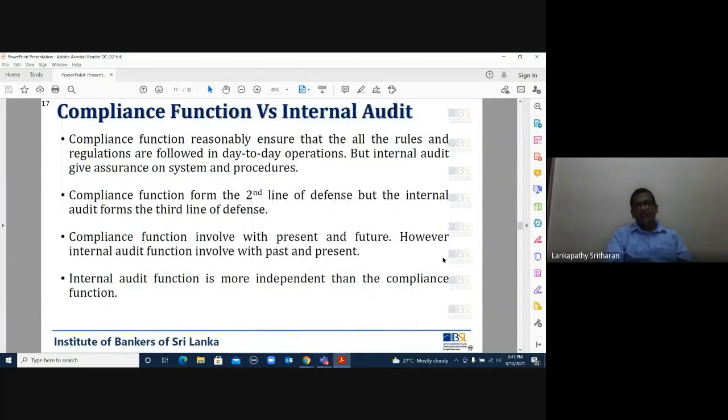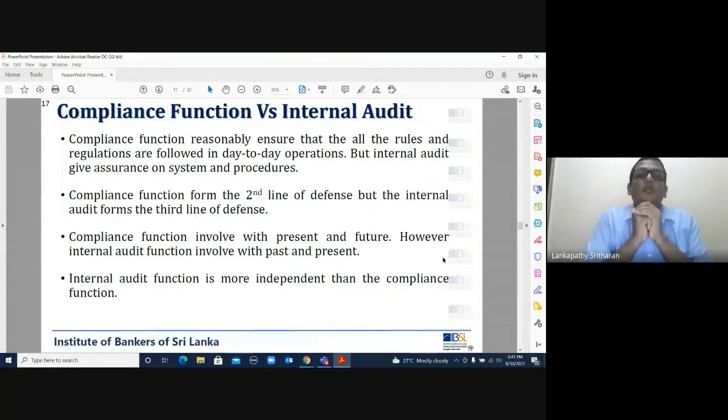And the other one is compliance function versus internal audit. I think internal audit we have not discussed yet, but under risk management we have seen it to some extent. We have discussed internal audit, and internal audit is considered the third line of defense in the risk management department. So here they have mentioned that the compliance function reasonably ensures that there's a comparison. Why I included this slide is that there may be some short notes in the exams, so you may answer this. It will help you to answer those short notes. That's why I have included these slides.